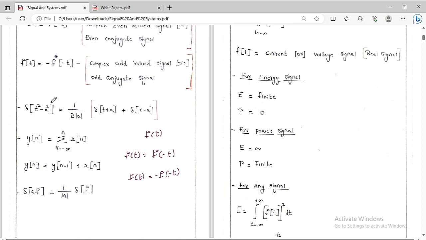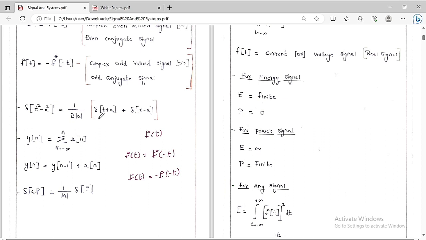So delta of t square minus a square is equal to 1 by 2 mod a, delta of t plus a plus delta of t minus a. This is a very, very important formula. So delta of t square minus a square is equal to 1 by 2 mod a into delta of t plus a plus delta of t minus a. This formula definitely we have to remember.